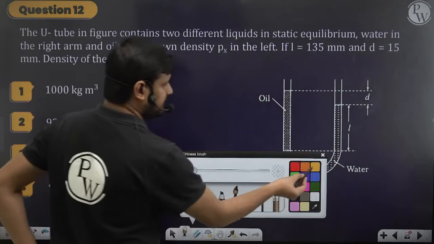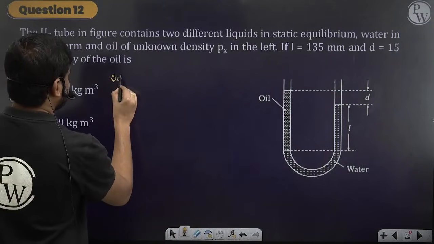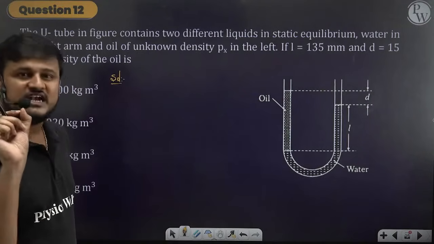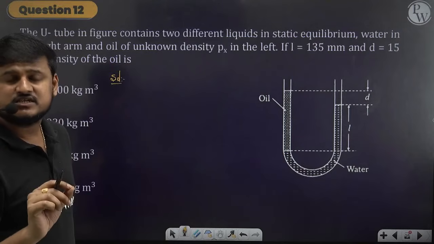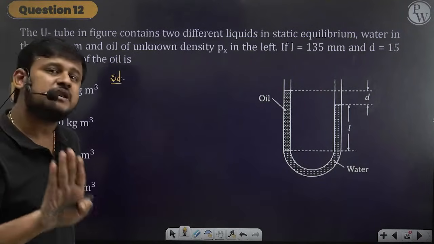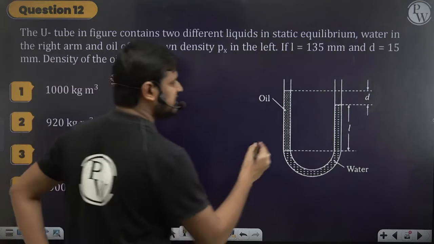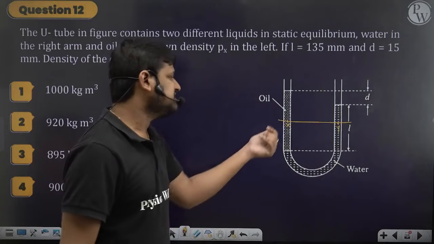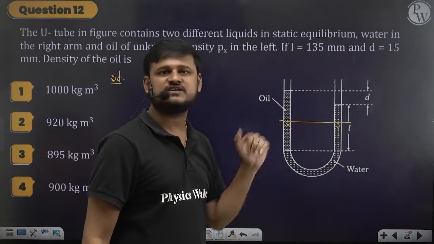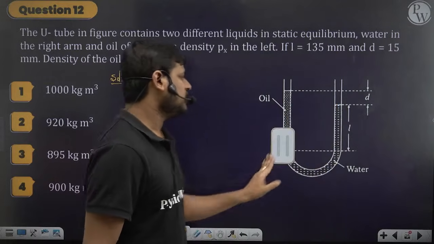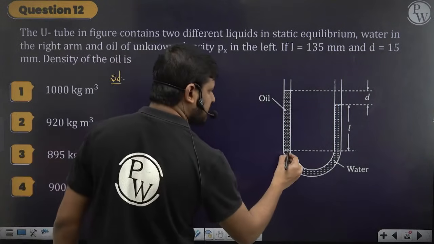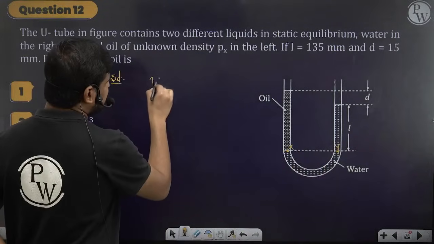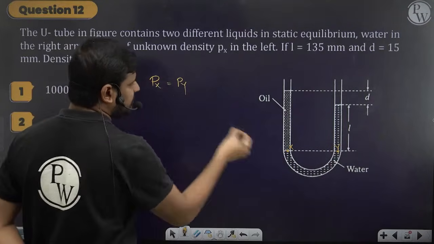So first thing is, see how to solve this kind of questions. First catch a point or identify a point where the pressure is same, for the same liquid. Don't consider point x here and point y here and say the pressure at x is equal to the pressure at y, because here the liquid is oil and here the liquid is water, which are different. So what you do is consider a point x here and a point y here. Okay, so the pressure at x is equal to the pressure at y for the same liquid.